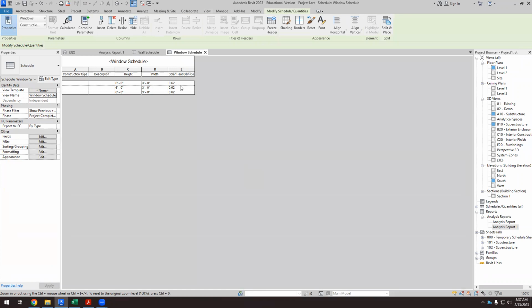Okay, so according to this, I have 3 windows. Each window is 18 square feet because it's 6 by 3. So this is 54 square feet.